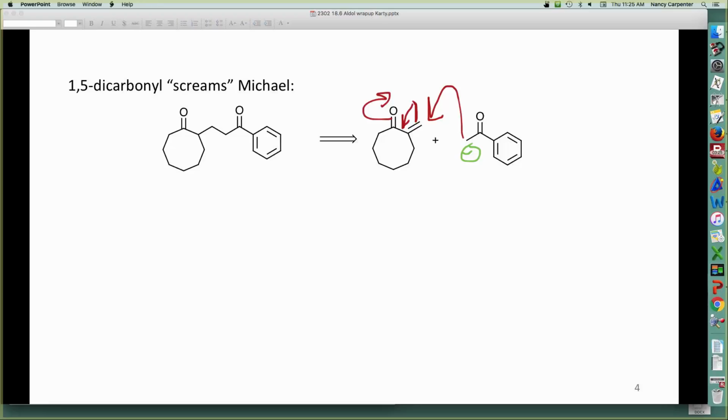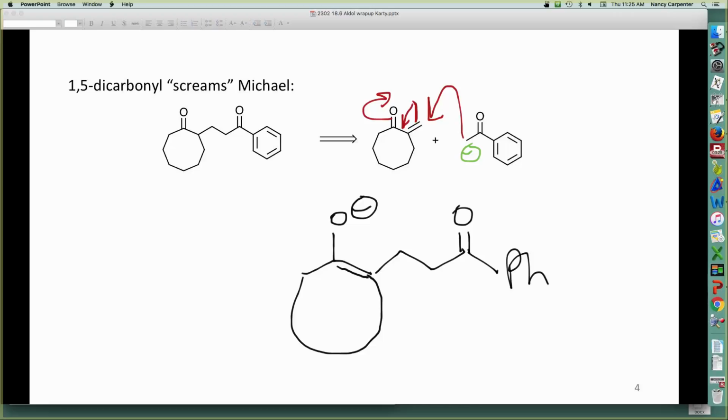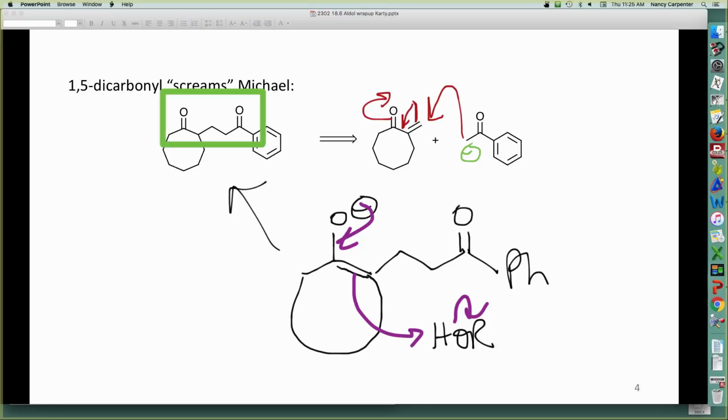That gets me to, I'm not even going to try to draw it nicely, I think that's an 8-membered ring? I don't know. 7-membered ring? I can't tell. So here is my intermediate, and as we know, that's going to collapse and get protonated by alcohol or something to give us our product. So 1,5-dicarbonyl, you're going to make a Michael.